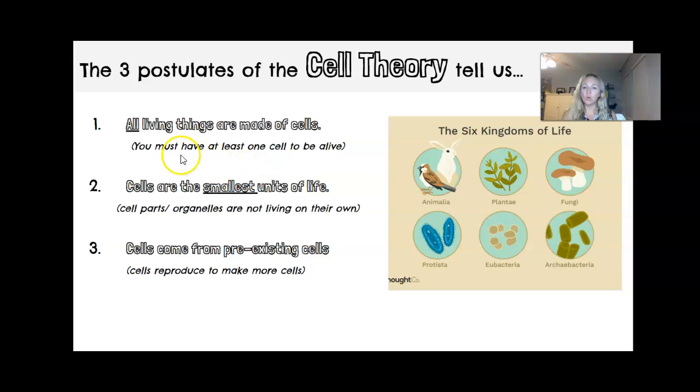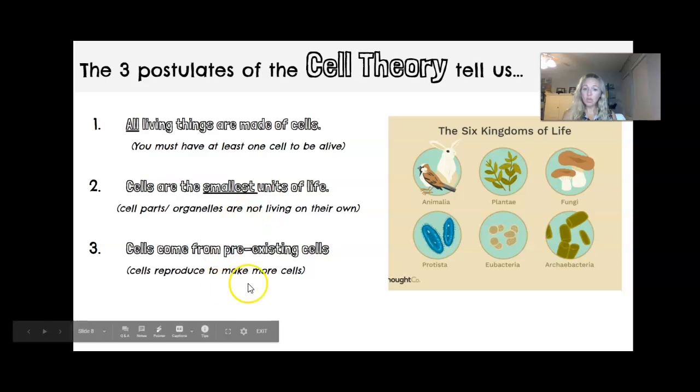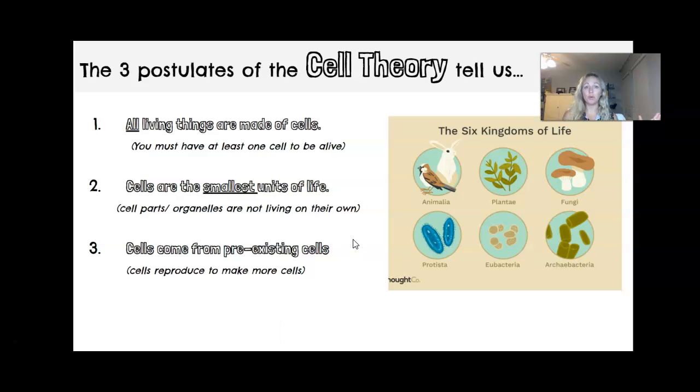Okay, so all living things, all of the things in this picture, are made of cells, one or more cells. A cell is the smallest thing you can have and still be considered living. Cells come from pre-existing cells, so they don't just appear out of nowhere. Cells reproduce and make new cells of the same kind. So pretty easy: all living things are made of cells, cells are the smallest unit of life, and cells come from other cells.